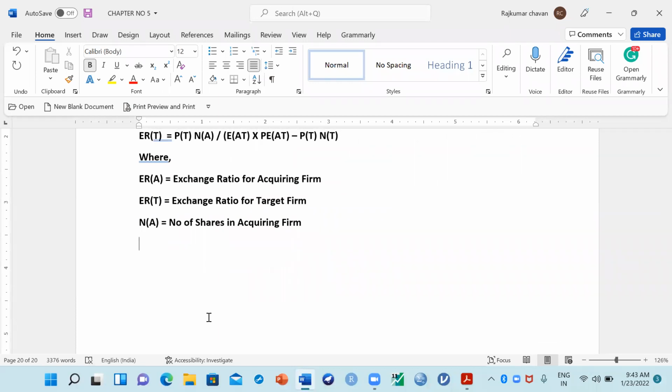If NA means number of shares in the acquiring firm, if I write NT, what will NT be? Can anybody unmute and tell me? Just try. Number of shares in the target firm. Yes, number of shares in the target company, or we can say firm. Right, perfect.